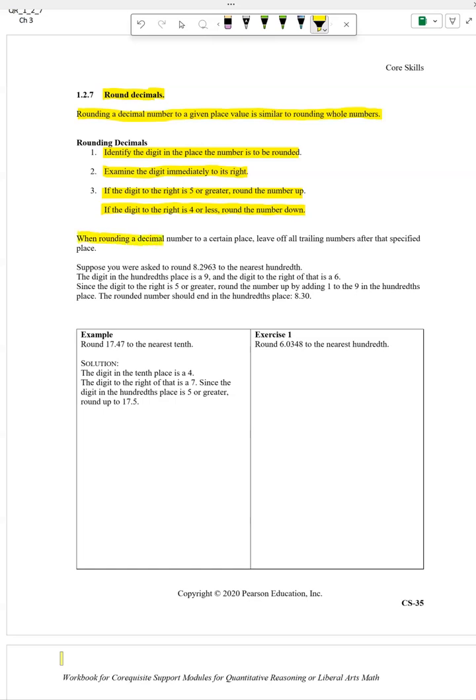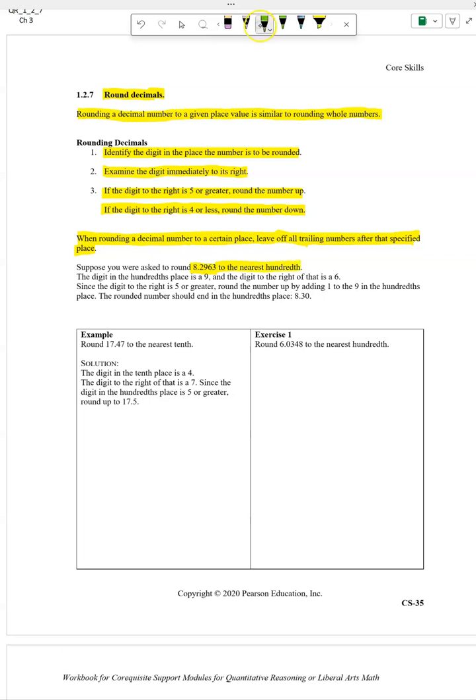When rounding a decimal number to a certain place, leave off all trailing numbers after that specified place, okay? That's called truncating. So we're just going to chop it off there, okay? That's not the fancy word. Okay, so let's suppose that we're asked to round 8.2963 to the nearest hundredth.